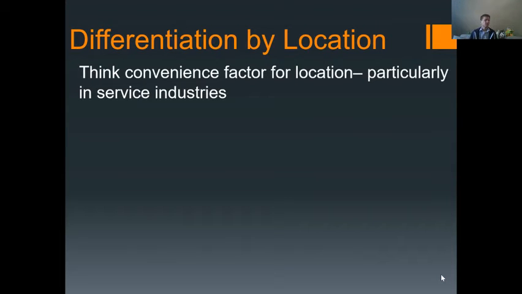Differentiation by location. This one's a little bit more difficult to understand, but it's about the convenience factor of location. This is particularly big in service industries. So the idea is if it's right there on your way to work or on your way home or something like that, you're going to be more likely to shop at that store or that business.